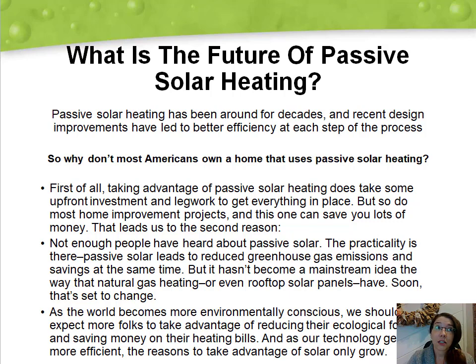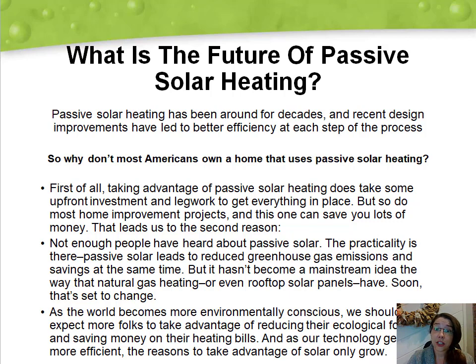Another problem is, just like before, 10, 20, 15, 30 years ago or longer, when these homes in your neighborhood were designed and built, people hadn't heard of passive solar heating or cooling. So it just wasn't very popular, and that means it wasn't very practical. You're not going to see a lot of people implementing it.